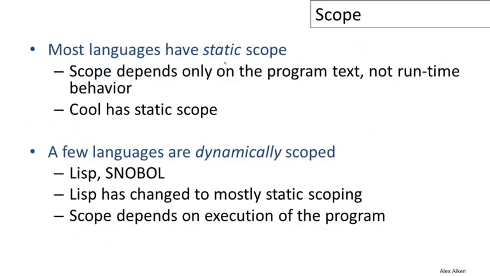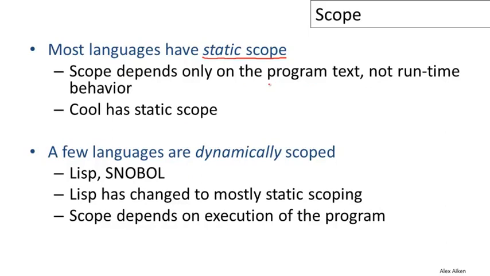Most programming languages today have what is called static scope, and COOL is an example of a statically scoped language. The characteristic of static scoping is that the scope of a variable depends only on the program text, not on any kind of runtime behavior. So what the program actually does at runtime doesn't matter. The scope is defined purely syntactically from the way you wrote the program.